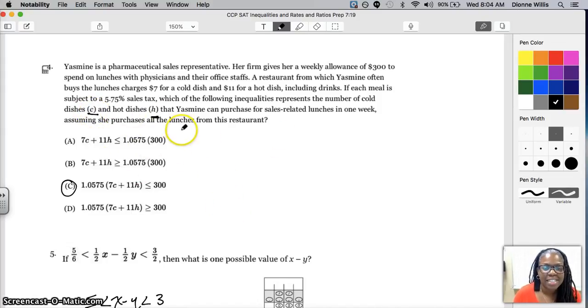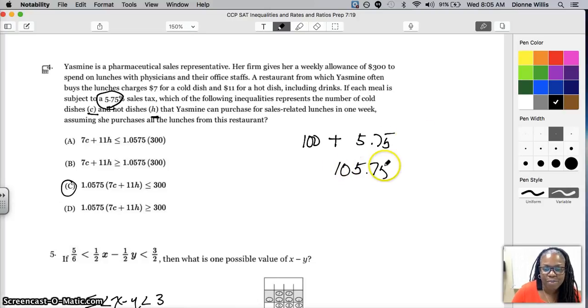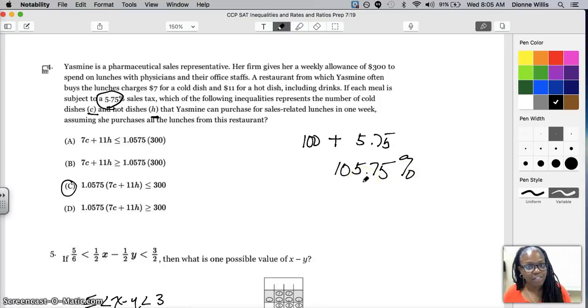Part of these types of problems is having an idea of what the answer would be and looking to see if your answer choice is represented. So what we know is that if each meal has a 5.75% sales tax, you're actually going to be charged the original price, 100%, plus an additional 5.75%, right? So technically you're dealing with 105.75% of the original price. Just stay with me for a moment. I hope that kind of makes sense. You have to pay the original and this extra 5.75%, which is the tax.